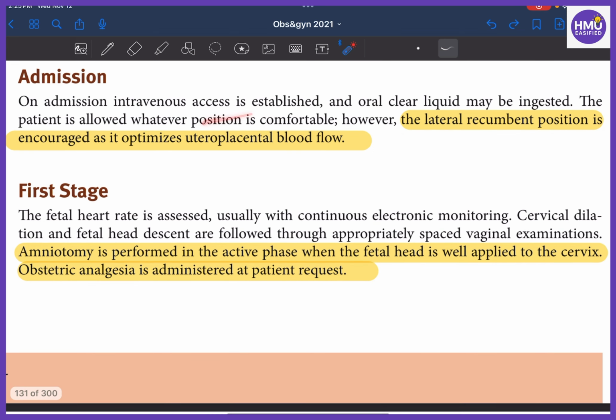On admission, there's intravenous access. We can also give oral clear liquids, but we shouldn't give food in case she needs surgery. The patient is allowed whatever position is comfortable. However, the lateral recumbent position is encouraged, as it optimizes uteroplacental blood flow.